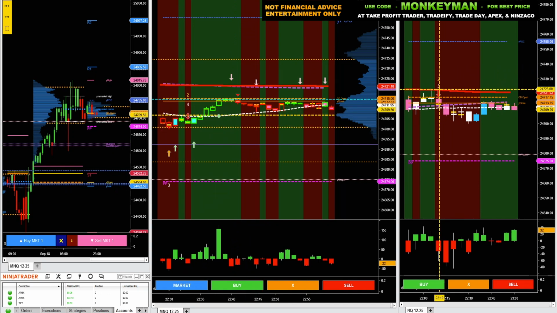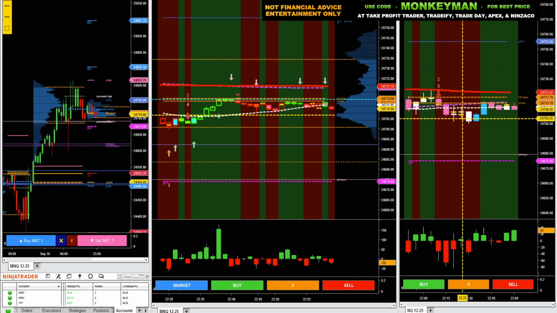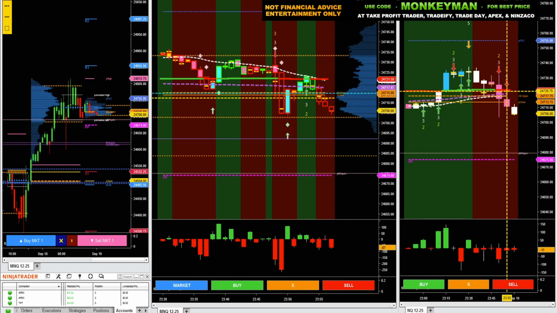On the 5-minute, we had a nice polarity imbalance signal to the downside. Bearish ADX, bearish Heikin-Ashi. Nice little move down there. Just got into a short after this candle. Had another imbalance signal to the downside. Bearish ADX, bearish Heikin-Ashi. Grabbed a few more points there.